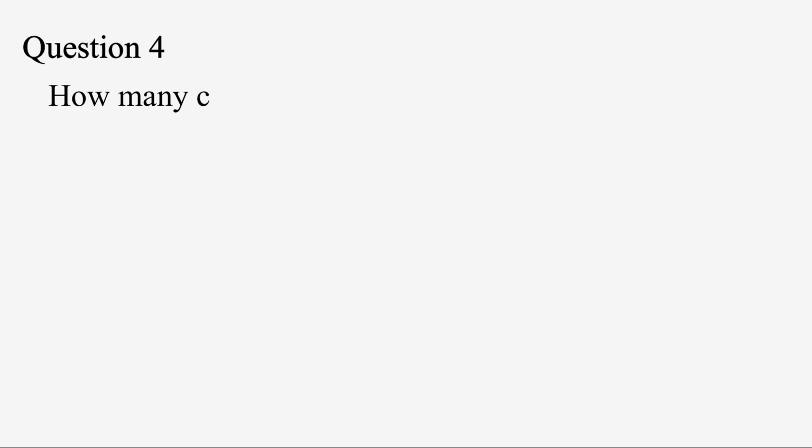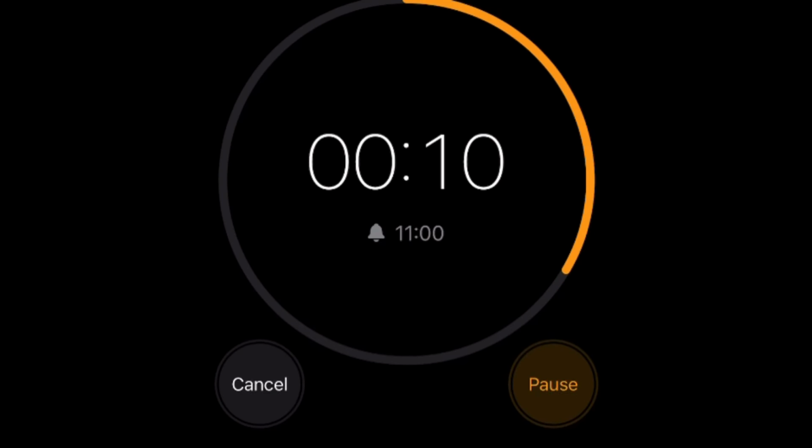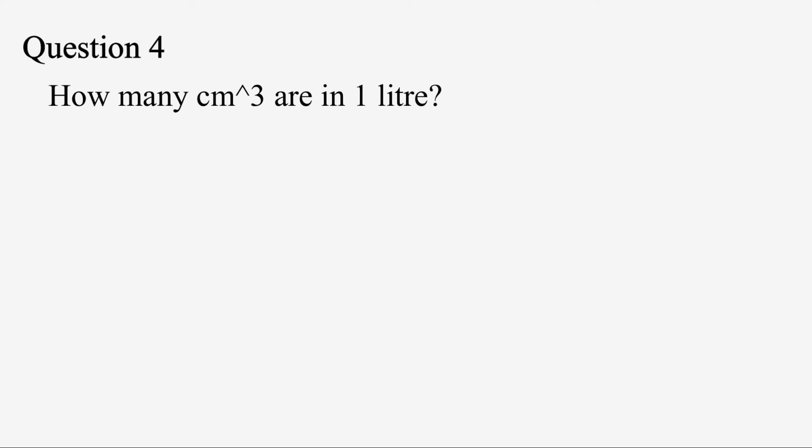Question 4. How many centimeters cubed are in 1 liter? I'll give you 10 seconds for this one. Okay, time's up. 1,000 centimeters cubed is equal to 1 liter.